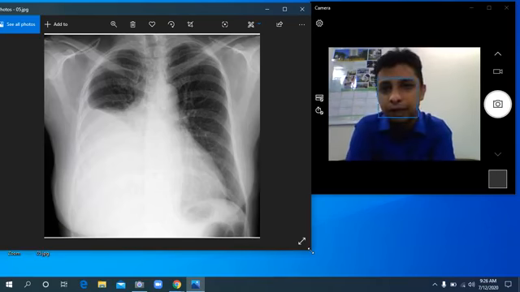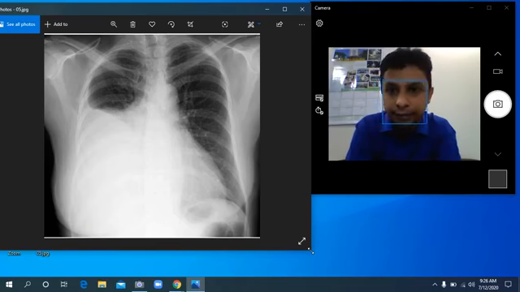If we are to percuss over this effusion, then we'll find there is stony dullness. And stony dullness is a hallmark, clinical hallmark for pleural effusion.